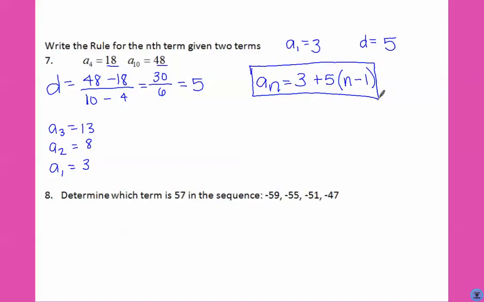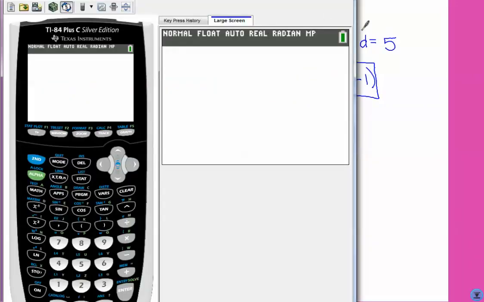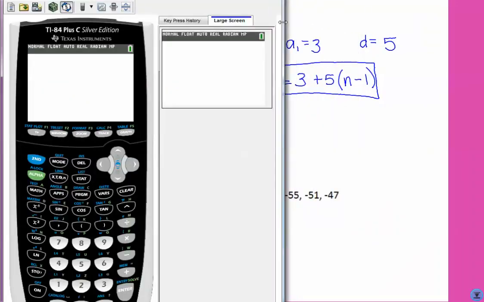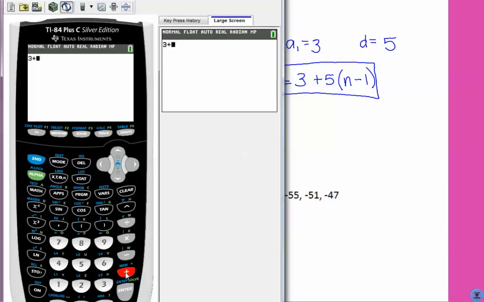Now, a way to check that this equation works. Let's take this 10th term and 48. When n is 10, we should get 48. So let's check it out on our calculator. 3 plus 5 times 10 minus 1. If we did it correctly, we should get 48. There you go. We're geniuses.